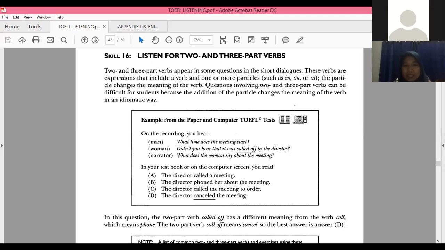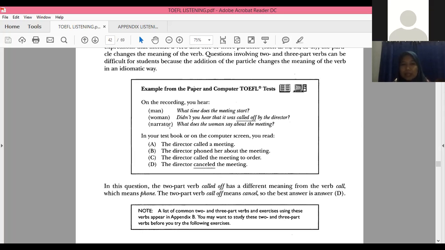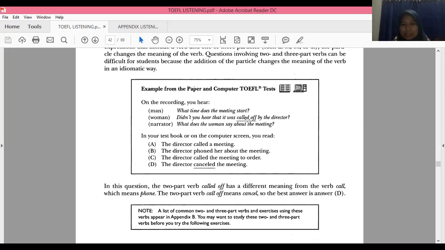Okay, questions involving two and three part verbs can be difficult for students because the addition of the particle changes the meaning of the verbs in an idiomatic way. For example, this recording.